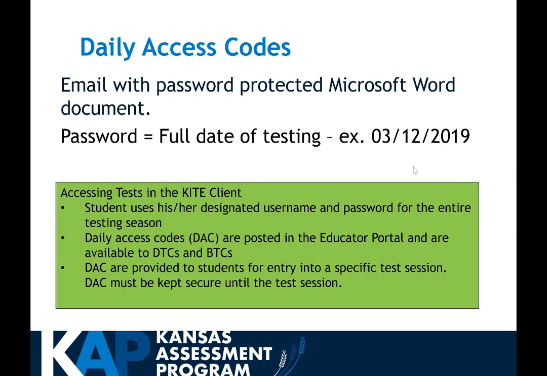You will each receive an email that has a password-protected Microsoft Word document that contains the daily access codes for each grade and subject. The password to open the Word document will be the full date of testing, including the slashes and zeros. Students will be given one username and password to log in to take their tests for the entire testing season. Once logged in, they will have to enter the daily access code to be able to take the test for the day. Do not print the daily access codes, but they may be written on the board for the class to see that day.